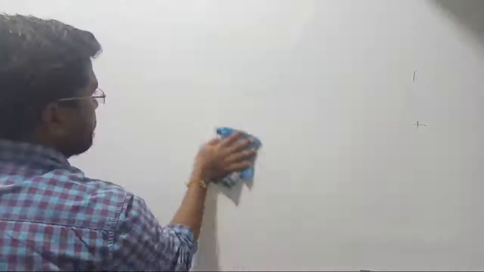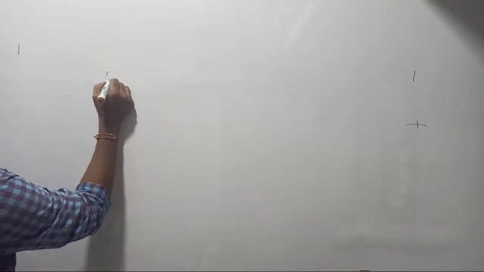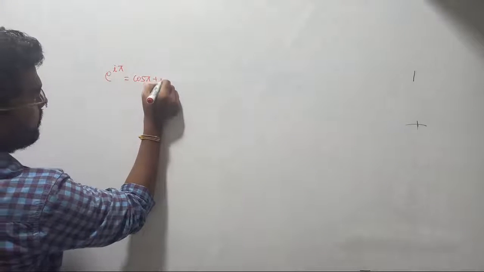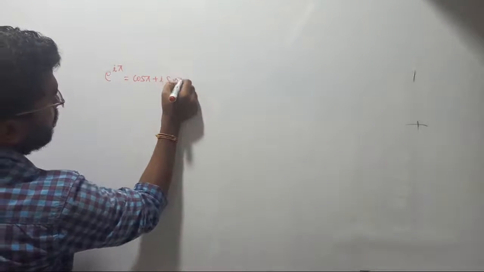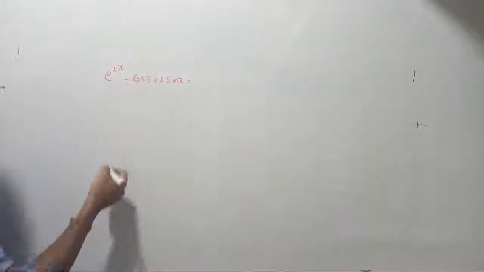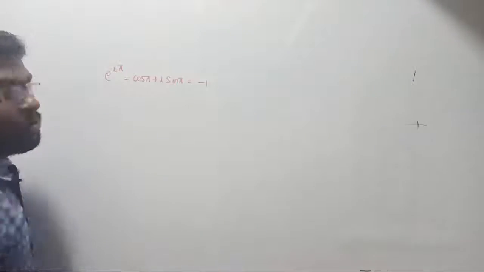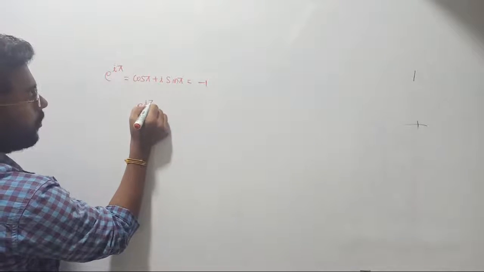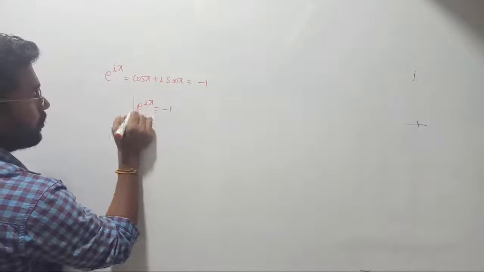Like that, you can also consider various points. At e power i into pi, theta equal to pi, that can be considered as cos pi plus i into sin pi. What is the value of cos pi? Minus 1. What about the value of sin pi? 0, right? So the imaginary part is completely 0. What is the conclusion? E power i into pi can be considered as minus 1.